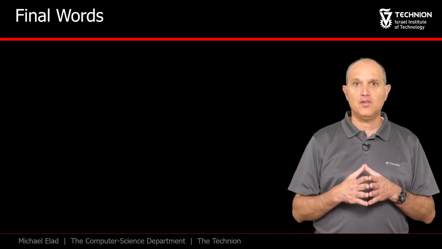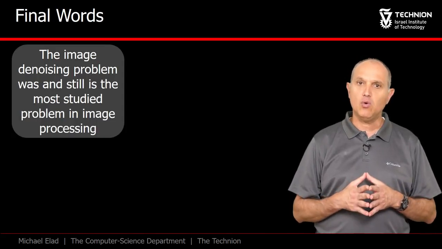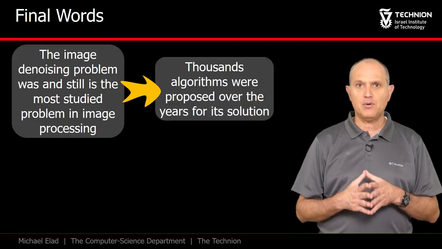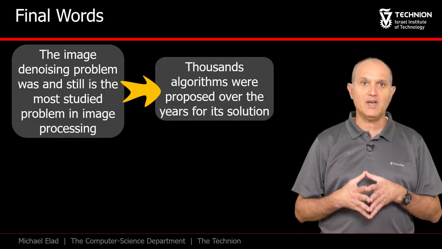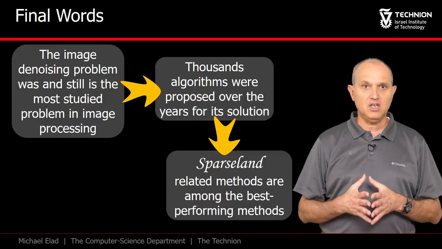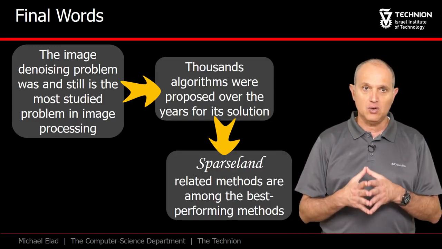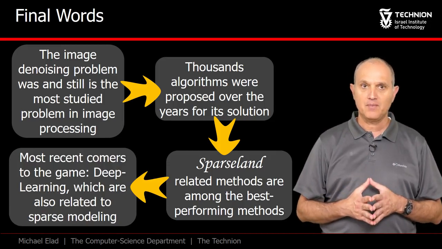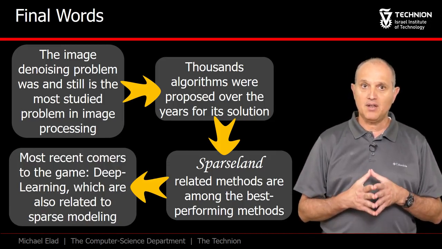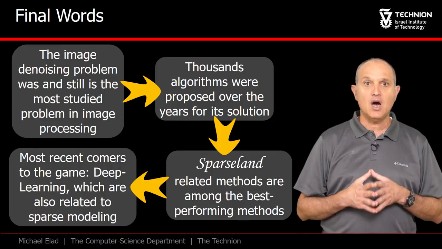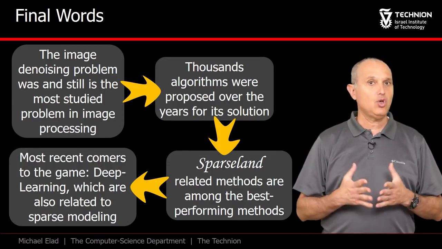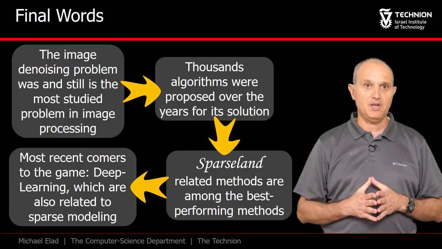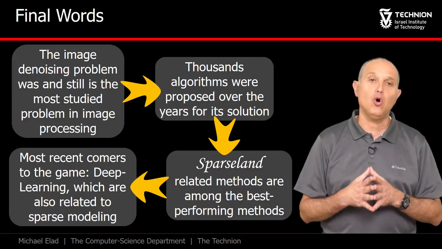The bottom line to all this story is this. Image denoising was, and still is, a central problem in image processing. Thousands of algorithms were proposed over the years to handle it. The emergence of sparsity into our lives led to a boost in denoising performance. The more recent comers to this game are based on deep learning. Amazingly, recent work by Papyan and others shows that these schemes are also connected to sparse modeling. So my conclusion here is that sparsity methods still lead the denoising arena, and maybe this is true more broadly to all image processing.